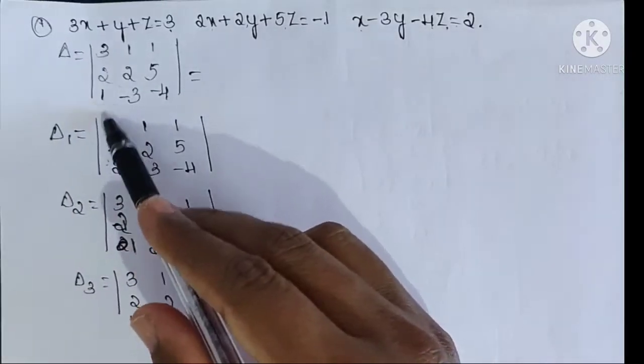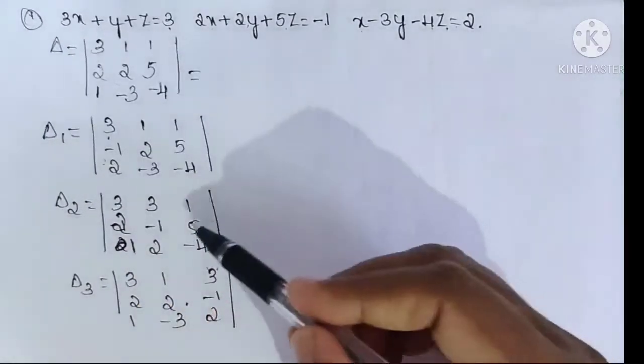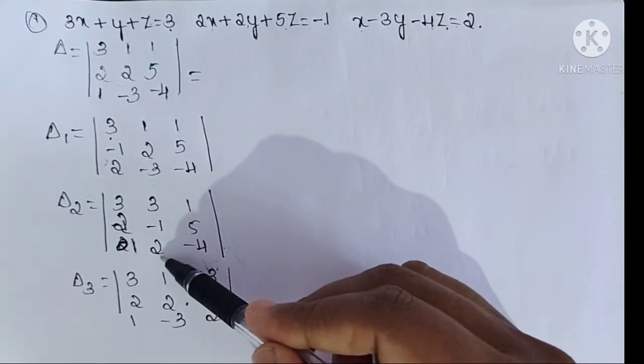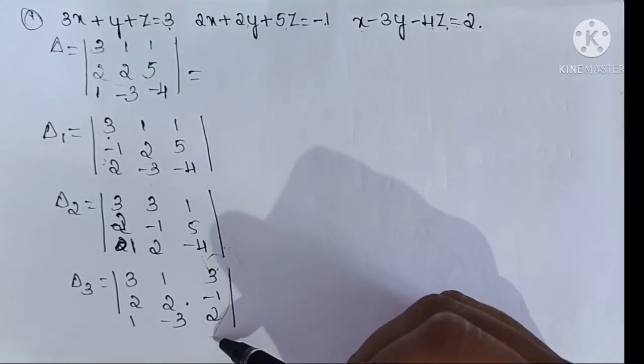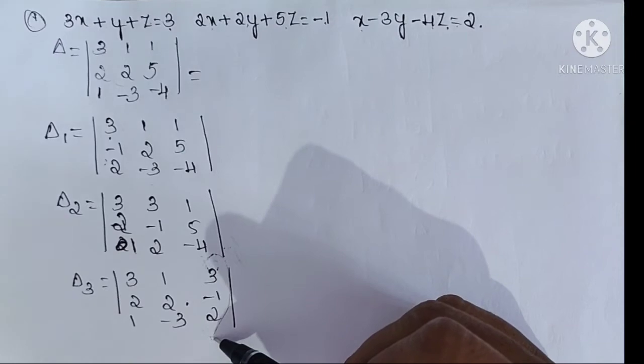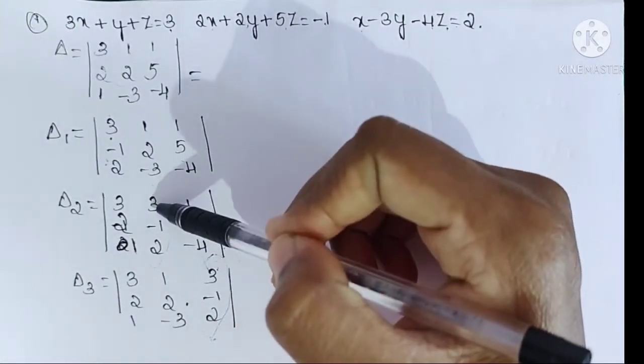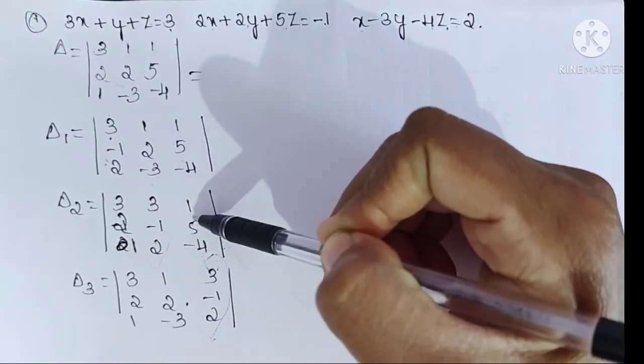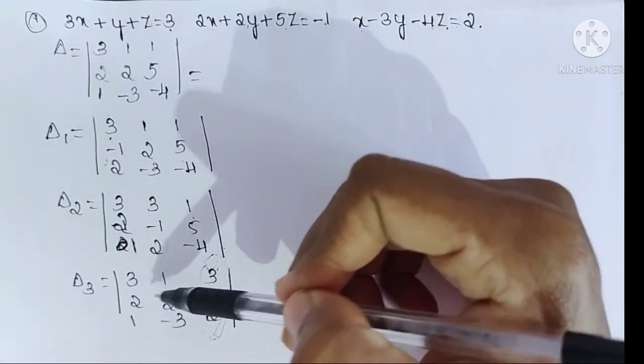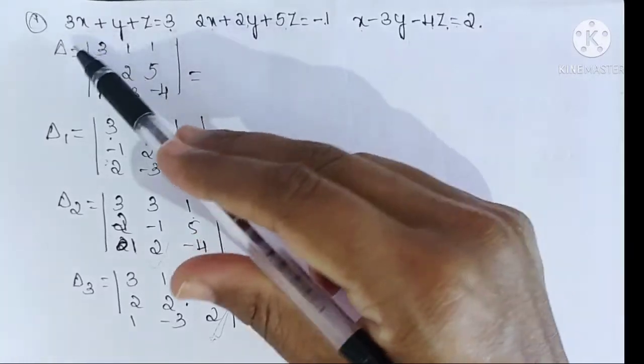See, in delta 1 we are replacing the first column, in delta 2 the second column, in delta 3 the third column. If we replace the first column, the remaining second and third stay as they are. If we replace the second column, the first and third stay. If we replace the third column, the first and second column elements stay as they are, like delta.